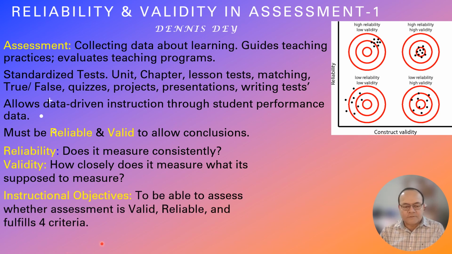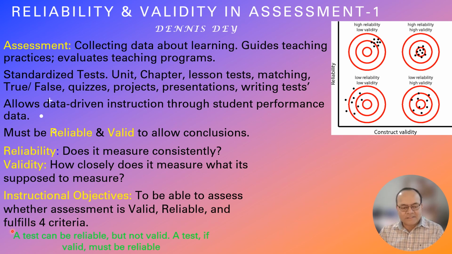So what are the objectives of this instruction? It's to be able to assess whether the assessment is valid, reliable, and fulfills four criteria. Now, what's the criteria? We'll get to the four criteria in the next slide. Again, if there are two things that you will take away from this, it is mastery of this diagram and mastery of this sentence. That is, a test can be reliable but not valid. A test, if valid, must be reliable. And here you must remember that R comes before V.